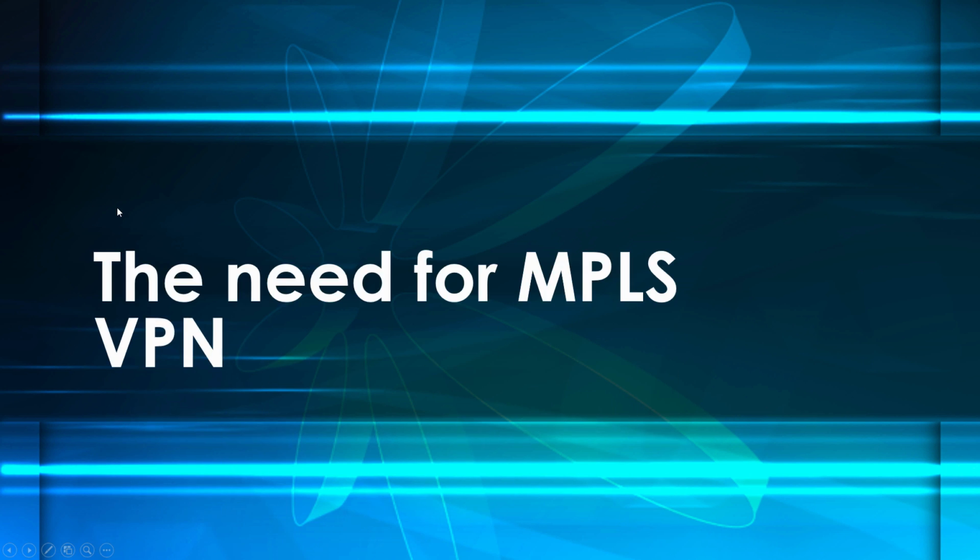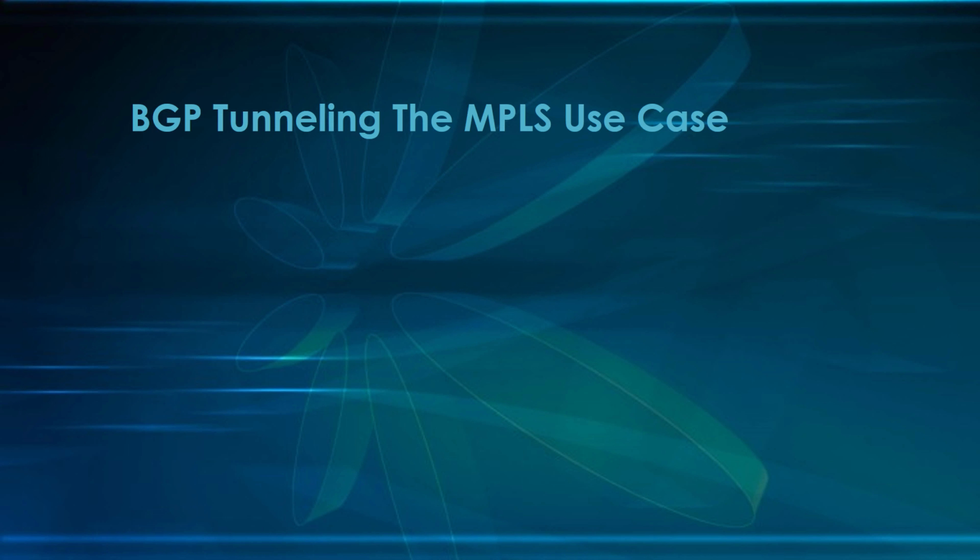In this video, we're going to begin taking a look at the need for MPLS VPN. So in traditional MPLS VPN services, the operations of the network are to get traffic from the customer site 1 to customer site 2. Now there are several ways of achieving that transport and getting traffic from the ingress PE to the egress PE. One of those options is BGP tunneling, the MPLS use case.